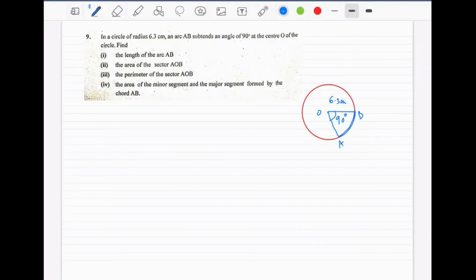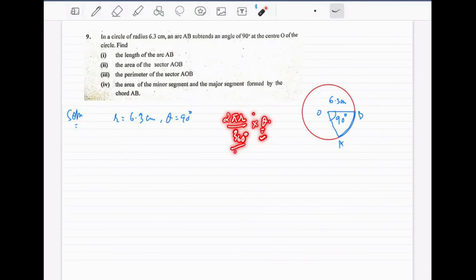So, first of all, let's start the solution. What is given? Radius is 6.3 centimeter. Sectorial angle is given 90 degree. Question one, length of the arc. I have already given the length of the arc. Length of the arc is twice pi r by 360 into theta. We cancel 2 and 360, we get 180 here. So we get pi r theta by 180. This is the length of the arc.